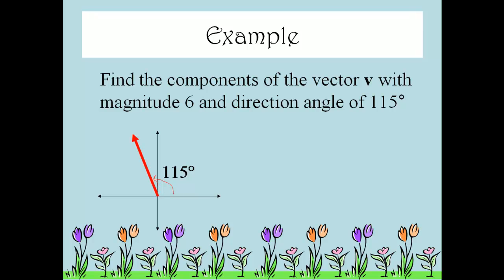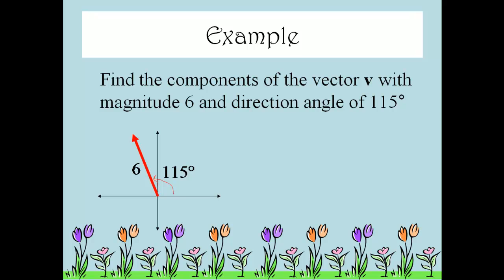This is helpful to know because when I go to write my solution in component form, I know that I should have a negative horizontal component and a positive vertical component because of the quadrant that it's in. This is a helpful way to check to make sure you've done it right.